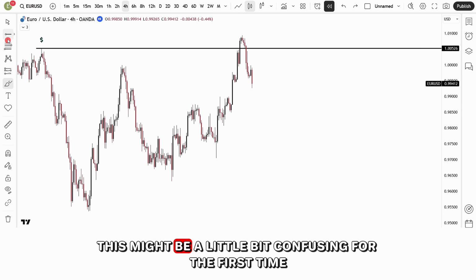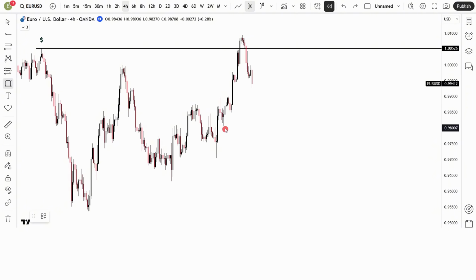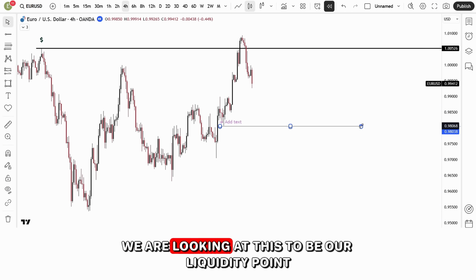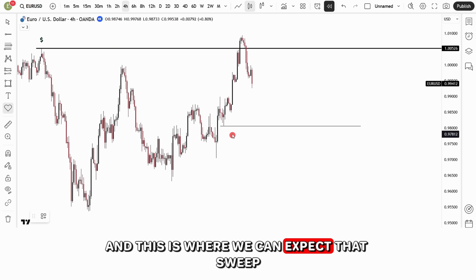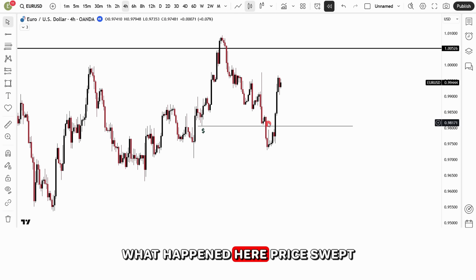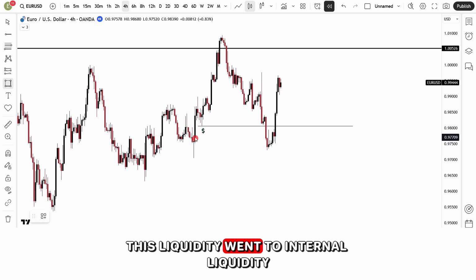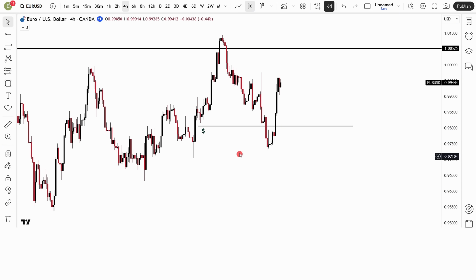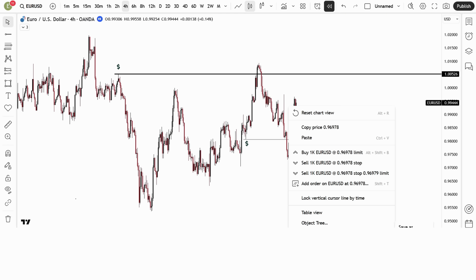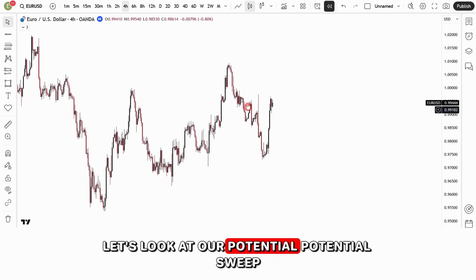And I get it, guys. This might be a little bit confusing for the first time, but the more you practice, the more sense it makes. So if this is the compression, we are looking at this to be our liquidity point, and this is where we can expect that sweep. What happened here? Price swept this liquidity, went to internal liquidity, and expanded. So now let's delete everything. Let's look at our potential sweep.